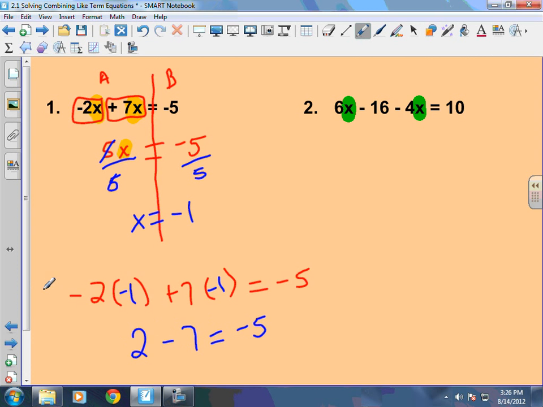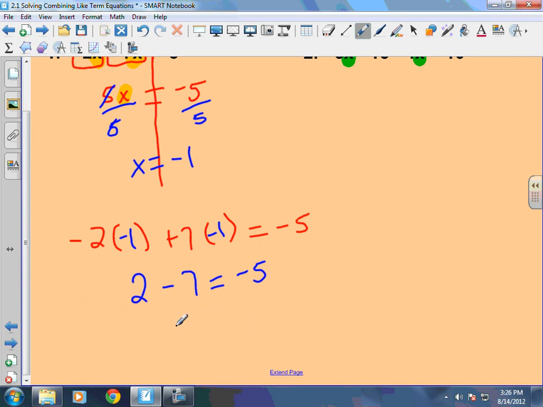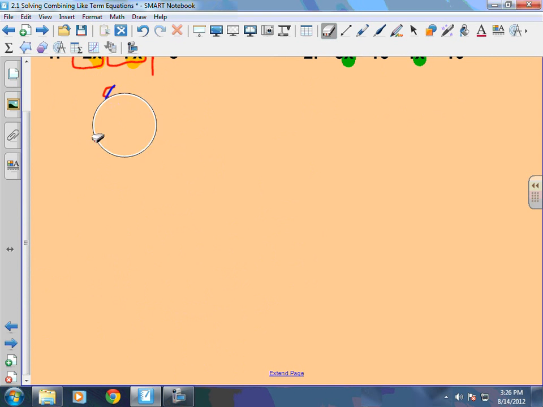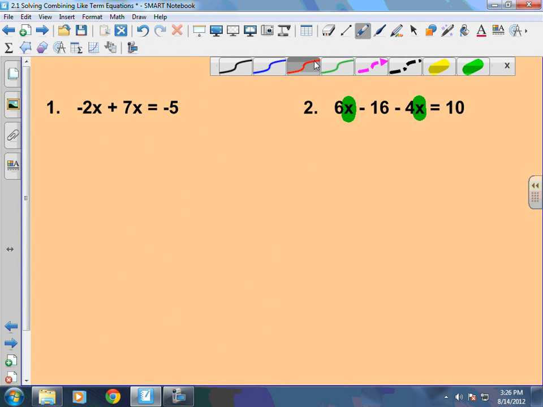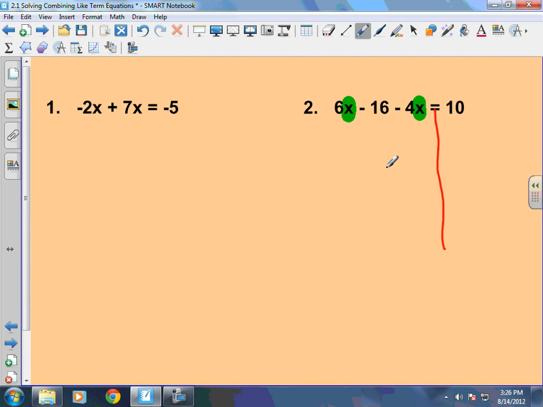My two numbers have different signs. That means I subtract. 7 minus 2 is 5. 7 is larger, it's negative, so my answer is negative. Negative 5 does equal negative 5, so I know that the steps I did are correct. You do not have to prove your answer like I just did unless you're asked to. Okay? So now at this time I would like you to please do number 2. Pause the video, and once you solve number 2, go ahead and start it back up to see if you did it right. Okay. Put our line at the equal sign.